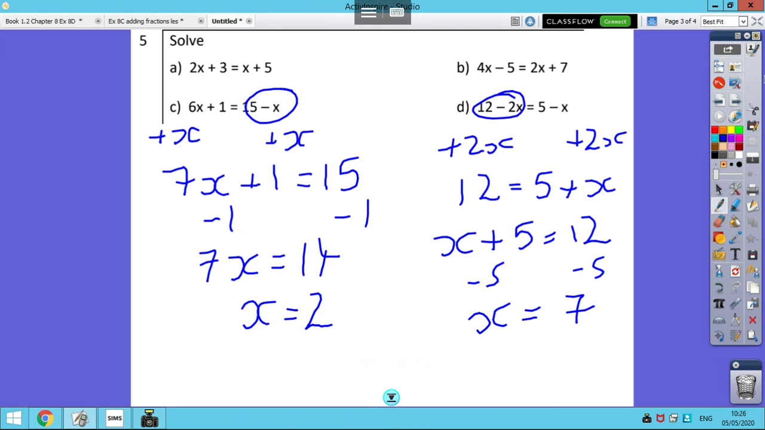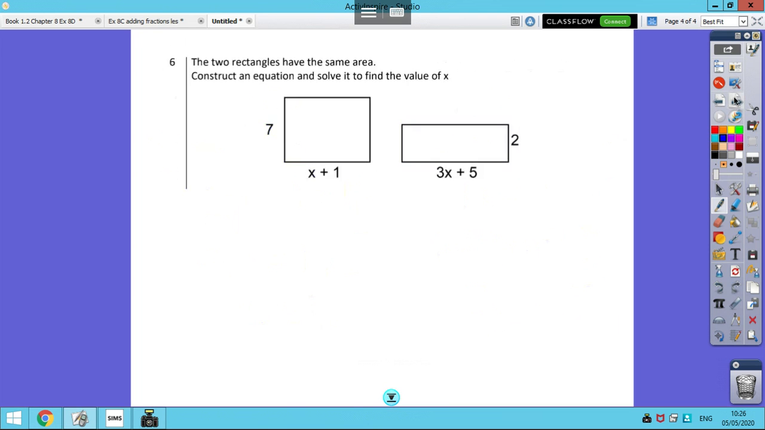So that's 5, C and D sorted. Remember, pause the video at any point if you need to go back over anything. And then question 6. Now this is quite a difficult question.